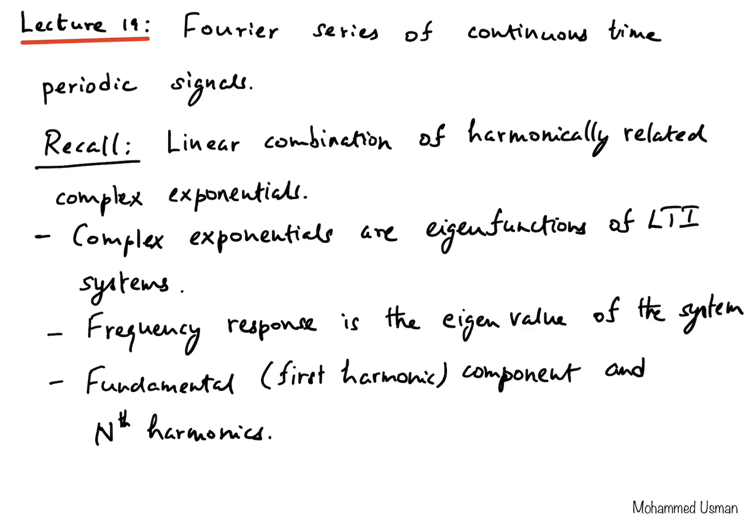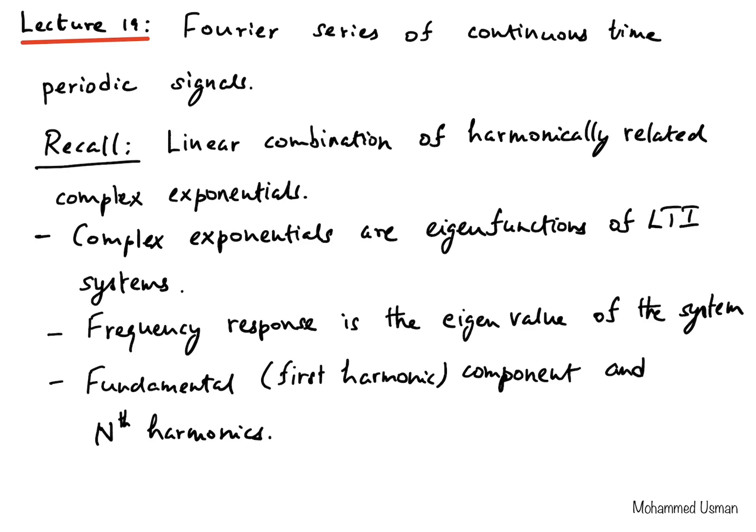Based on that, we gave some definitions, like what is the fundamental frequency component, which is also called the first harmonic, and then the component which has twice the fundamental frequency is called the second harmonic. If the component has 3 times the fundamental frequency, it's called the third harmonic. And in general, if it is n times the fundamental frequency, we call it the nth harmonic of the signal. Now, when we are able to represent a signal as a linear combination of harmonically related complex exponentials, we call such a representation the Fourier series representation of the signal.